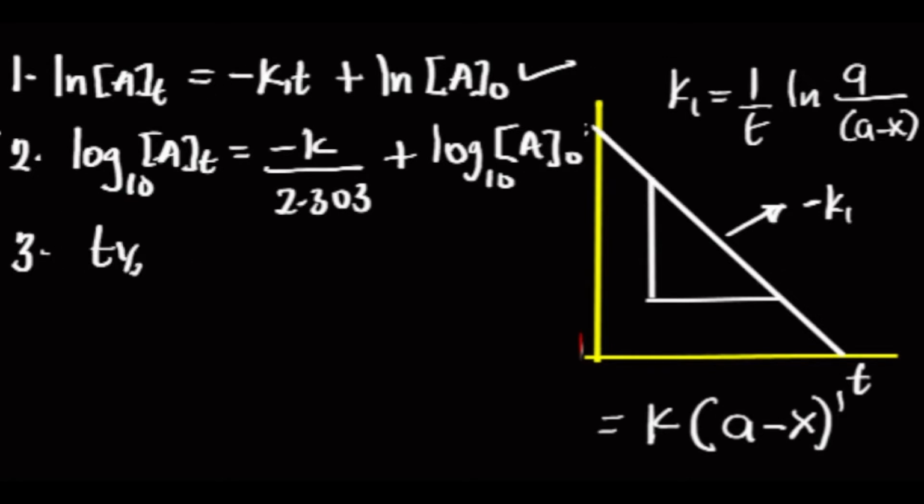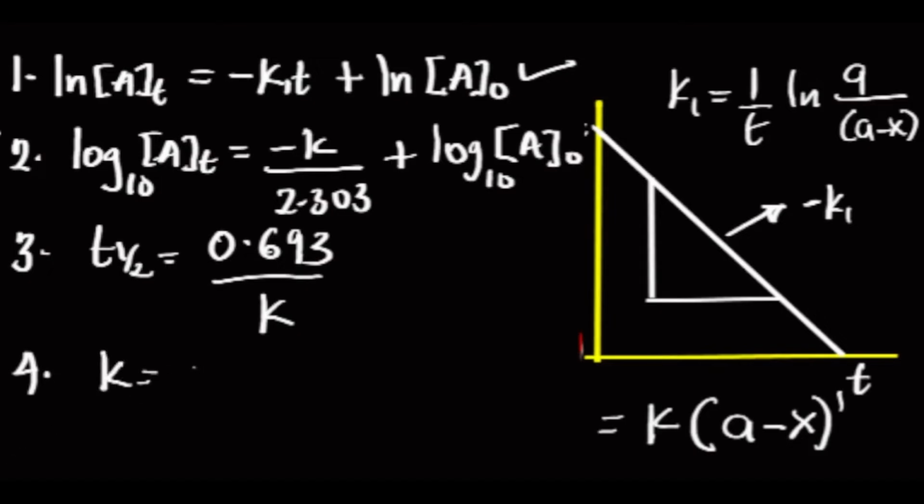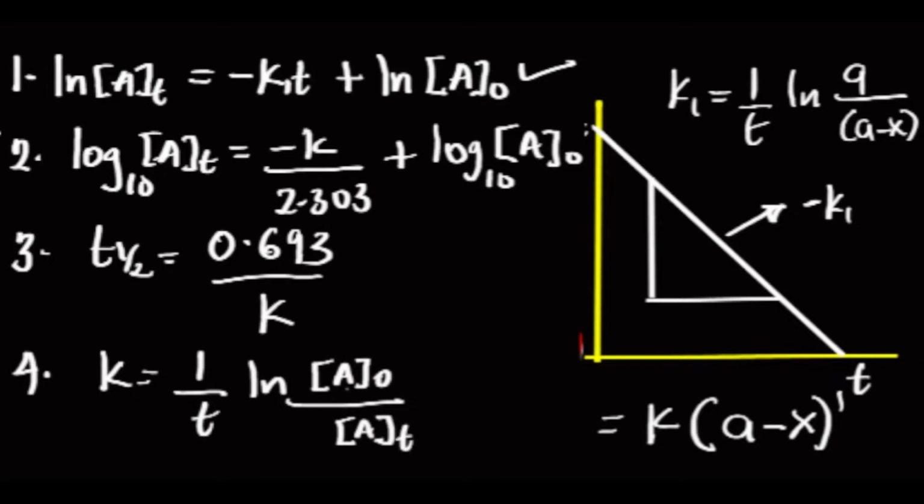The half-life, which is the T half, is 0.693 divided by k. That's for the half-life. You have to bear that in mind as well. And in some cases, they might ask you to calculate the slope. So without stressing yourself, you can have the slope k equal to 1 over t, times the natural logarithm of the concentration of A naught divided by the concentration of A final, or A of t. That's what you are going to have.